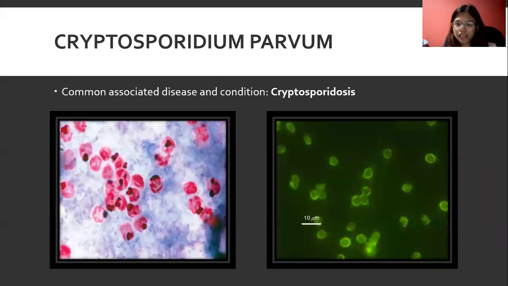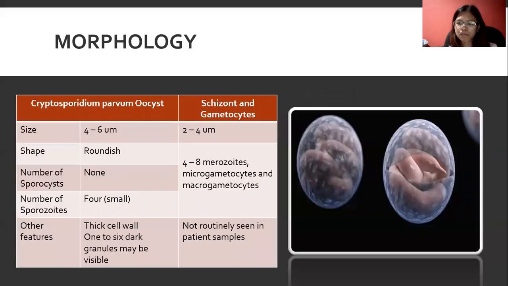Okay. The next natin, we have the Cryptosporidium parvum. Common associated disease and condition is known as cryptosporidiosis. Okay, so morphology, we have the oocyst and schizont and gametocytes. So for oocyst, the size is 4 to 6 micron and roundish. There is no sporocyst inside the oocyst, but sporozoites can be seen. So there are 4 small sporozoites inside an oocyst.